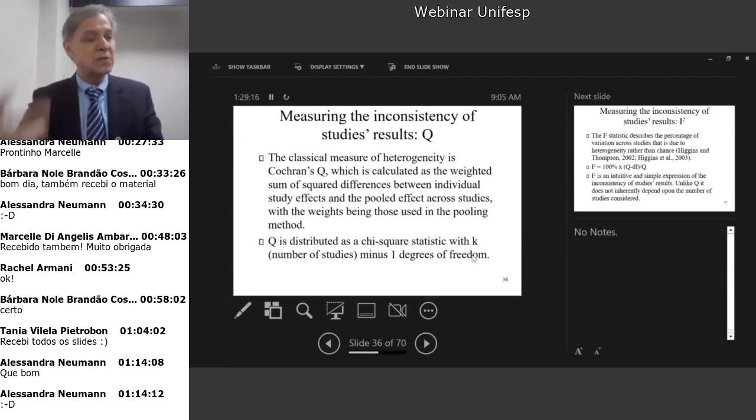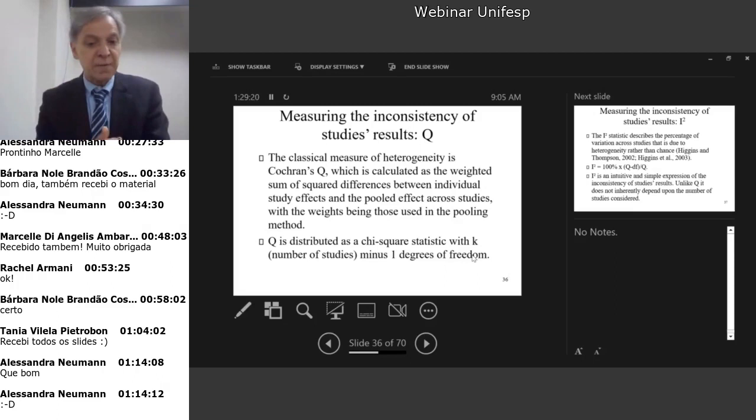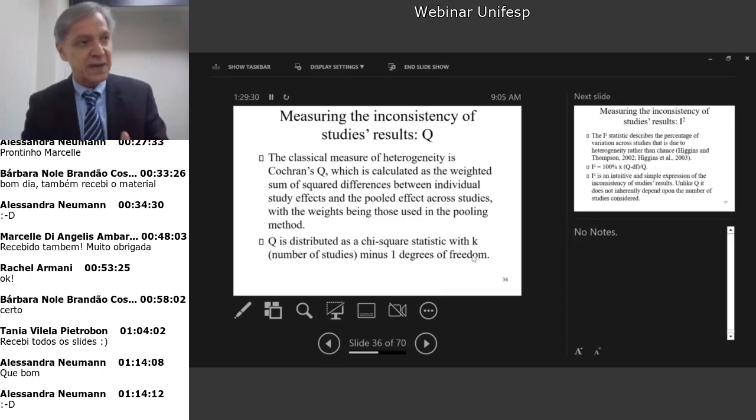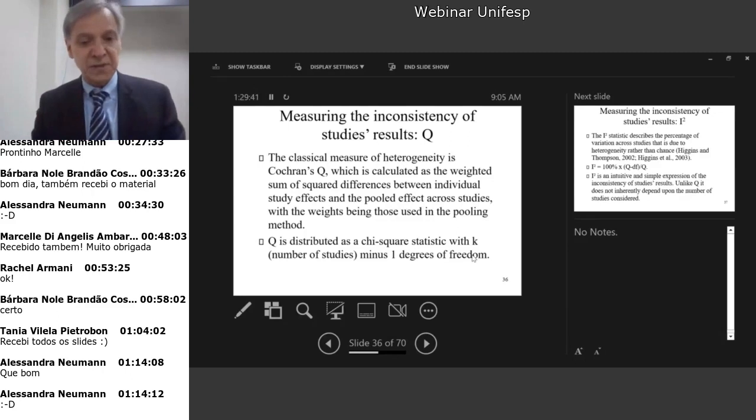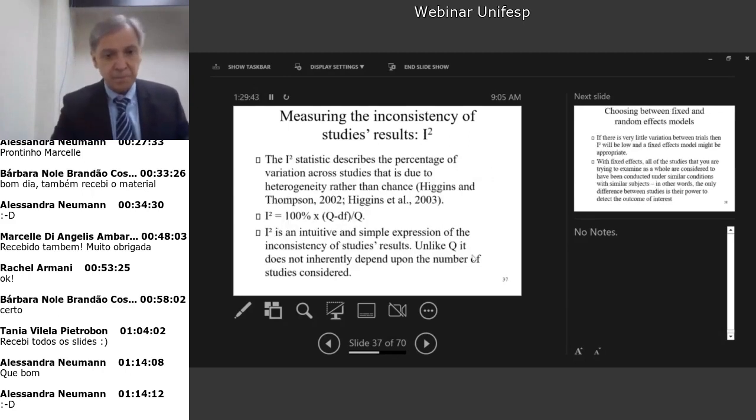It's very similar to a Mantel-Haenszel statistic, and that creates a Q statistic, okay? That way I can find out if this follows the chi-square distribution, because the pooled effect, with the weight, is almost like a standard deviation in the denominator. So Q is distributed as a chi-square statistic with K, the number of studies, minus 1 degrees of freedom. So in this study, K is 10, minus 1, 9 degrees of freedom, okay?